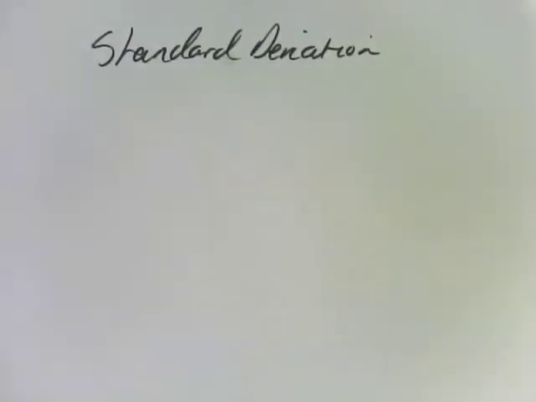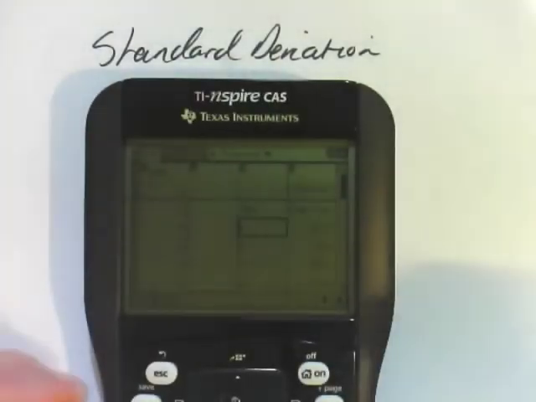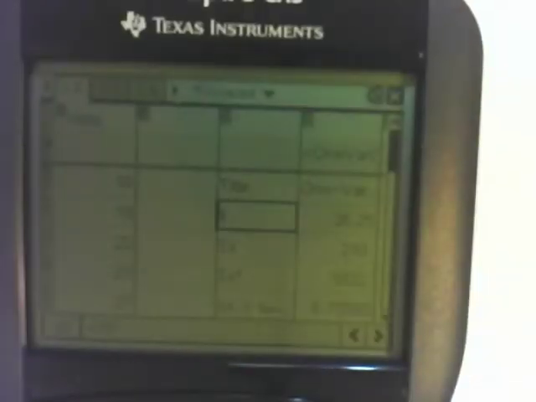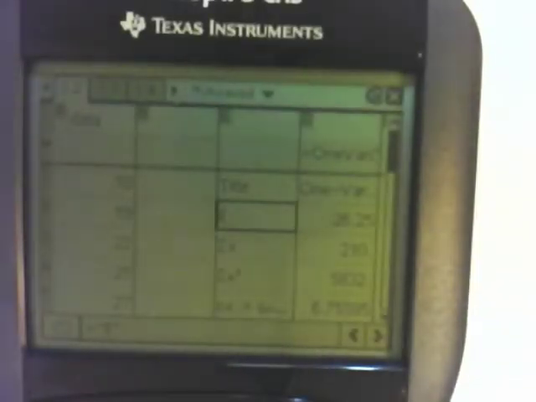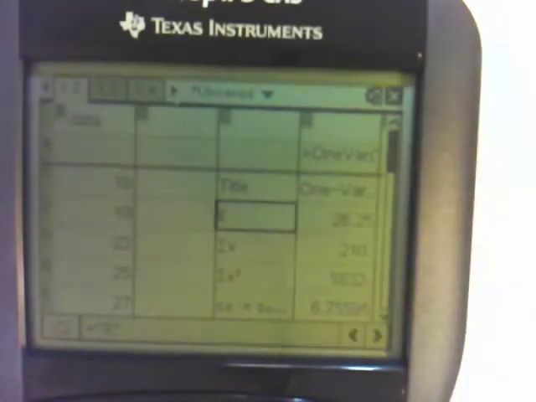Standard deviation is another one of those things you must work out on your calculator, or at least I highly recommend you work it out on your calculator, because it does it for you. Okay, so back here we're on the same 1-var stats I had before. You can see the mean is still there at 26.25 over here.